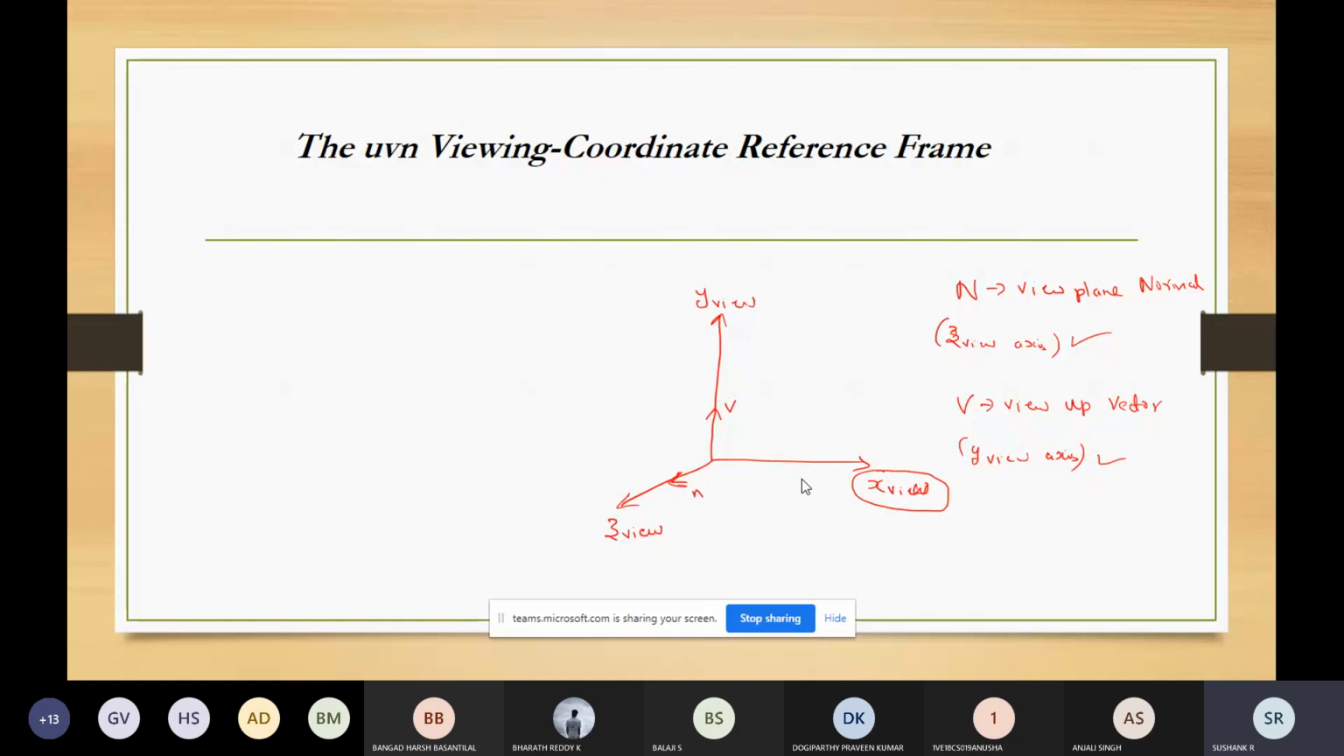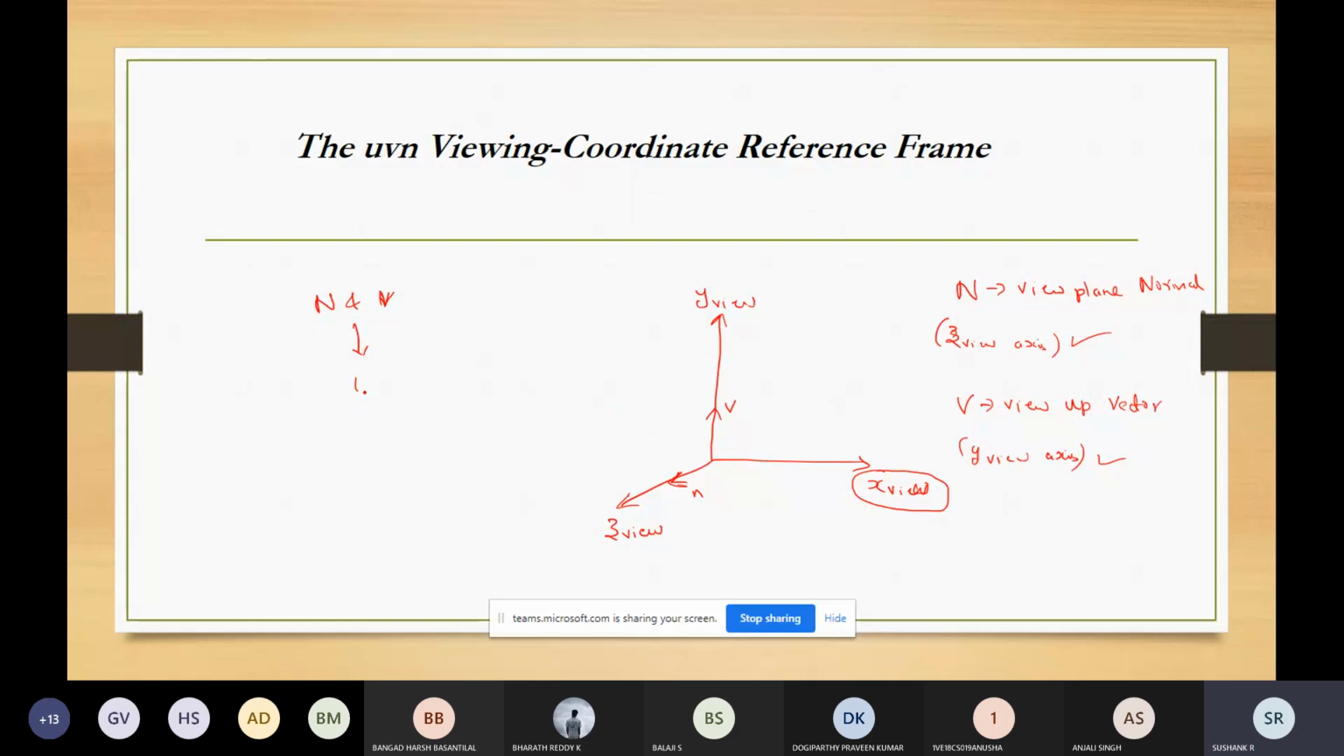So how can we derive that? By using the values of N and V, we can derive the direction of this X axis. So we have vector N and vector V. By using these two vectors, we can determine a third vector.